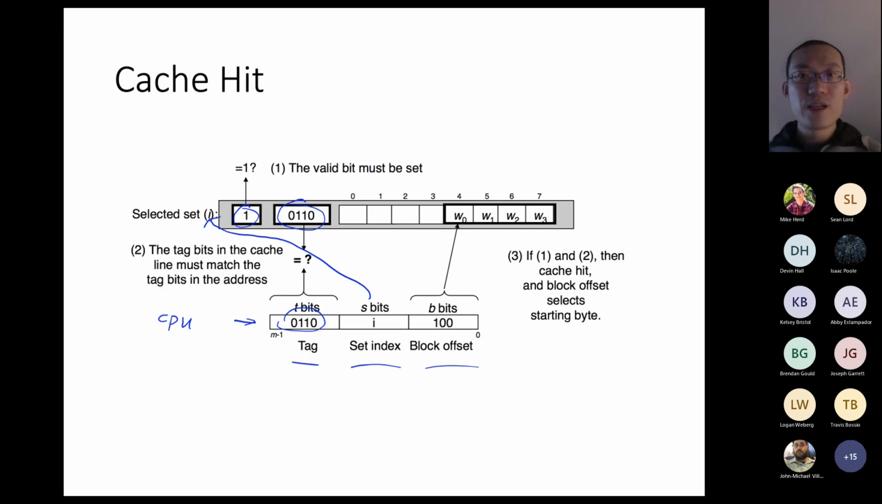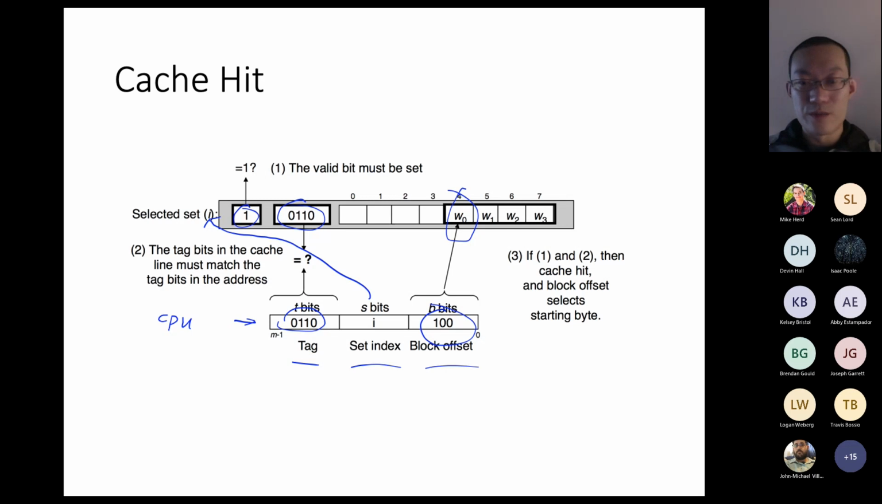And in the last step, we look at the block. It seems like there's 8 bytes in this block. We just need 1 out of these 8. We need to find out what is a good offset. We look at the block offset part of the address. It is 100, so in this case, we know the offset is 4. So we would select W0 as a result. And we find it's a cache hit, and we find out what is the content at this address.